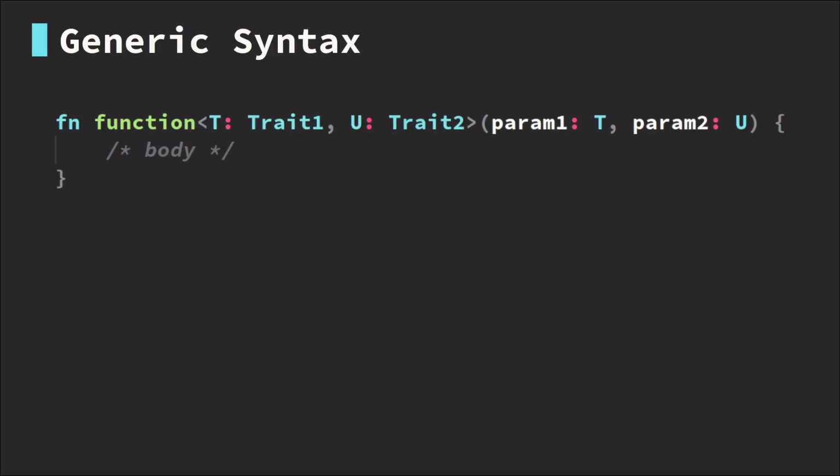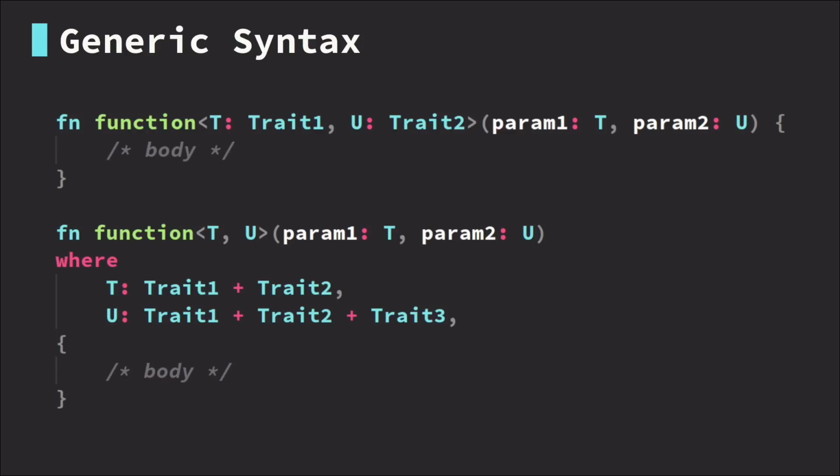Now, after the trait bounds are defined, we can utilize them in the function parameters. All we need to do is, instead of specifying a type like string or u32, we just put one of the generic type names instead. In this case, we used T for param1 and U for param2. I'll go into detail how this will work with an example shortly, but there's one more thing we need to look at before we jump into that.